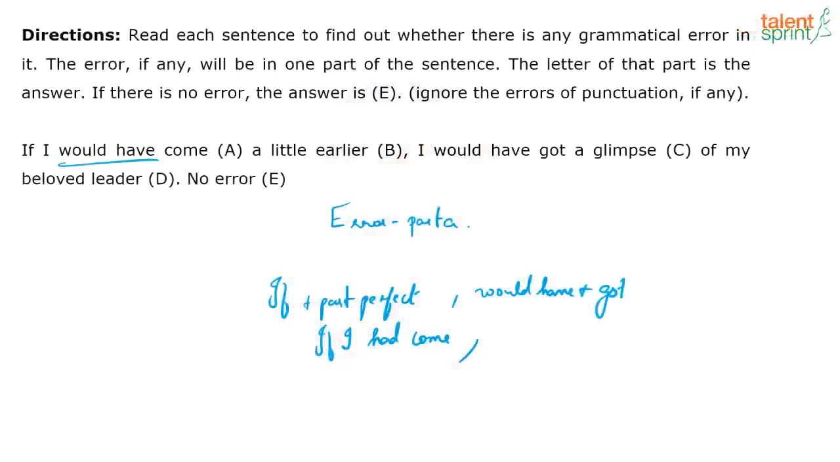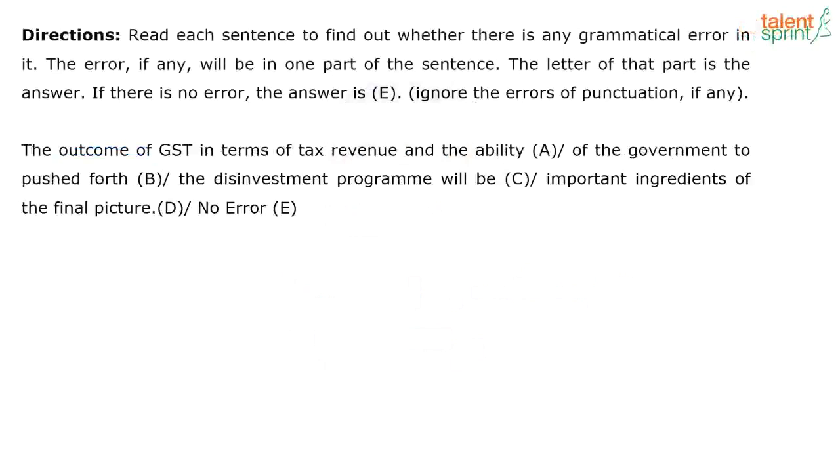We're going to move to the next error type. You tell me what this error type is. This is your question. "The outcome of GST in terms of tax revenue and the ability of the government to push forth the disinvestment program will be important ingredients of the final picture." Where do you think the error is? You may not know the concept, but you might identify which part sounds awkward or funny. So which is that part is my question.